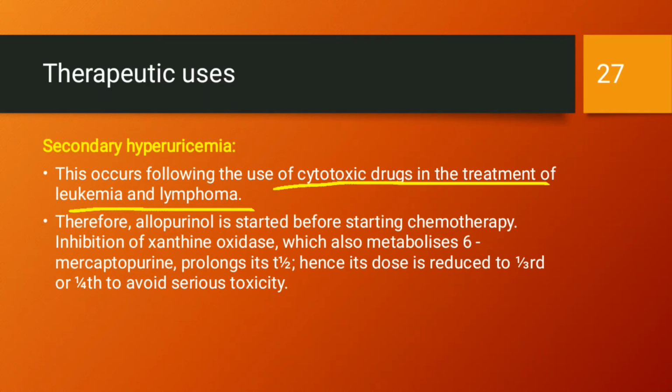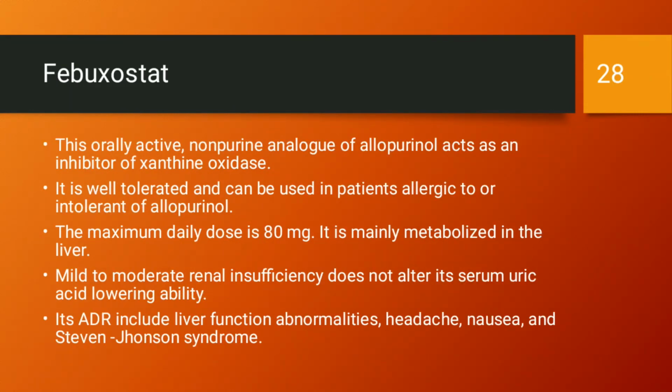Inhibition of xanthine oxidase, which also metabolizes 6-mercaptopurine, prolongs its half-life, and hence its dose is reduced to 1/3 or 1/4 to avoid serious toxicity. These mercaptopurine drugs are very commonly used in cancer chemotherapy, and that's why if we are giving allopurinol along with it, we have to decrease its dose to avoid toxicity. Then the next drug we have is febuxostat.